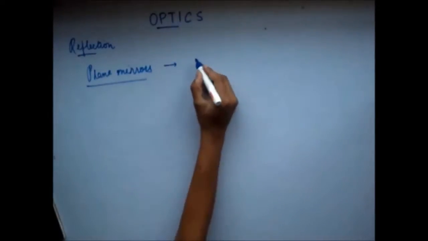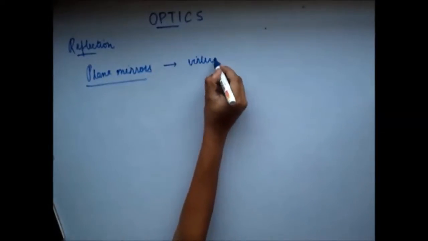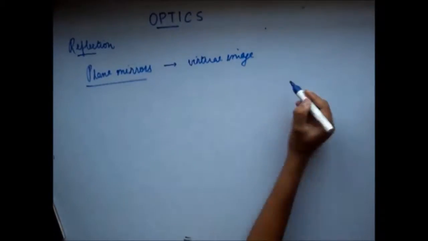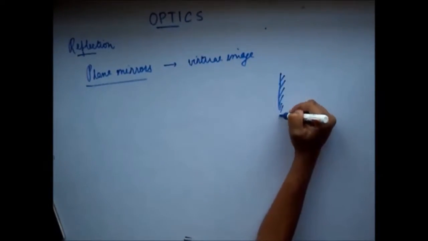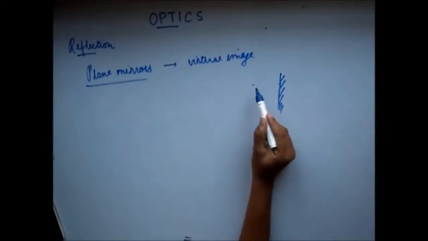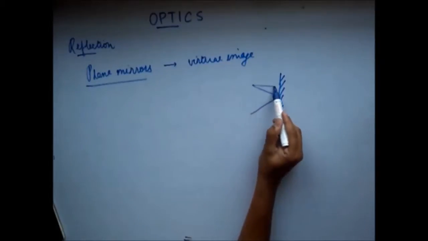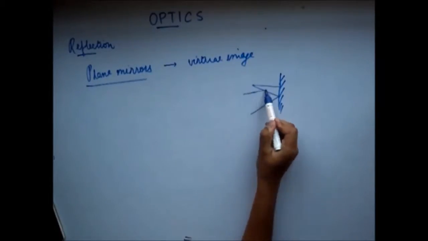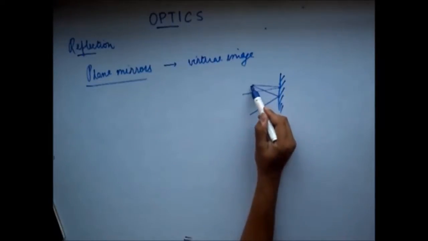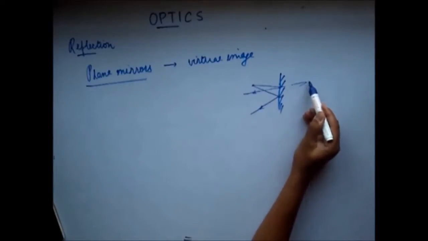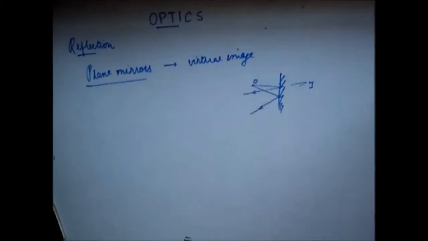Okay, you know that a plane mirror always forms a what? Virtual image, right? This is very clear because you see that if you have a plane mirror and you have an object here, these are the two rays. These two rays are diverging from each other and the image is formed at this location. So the plane mirror always forms a virtual image.